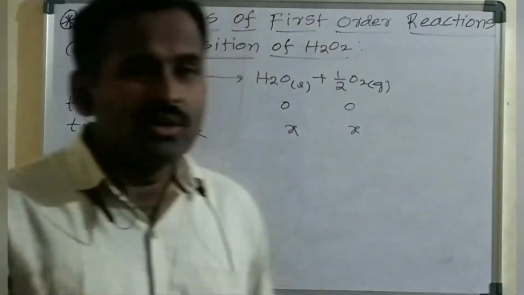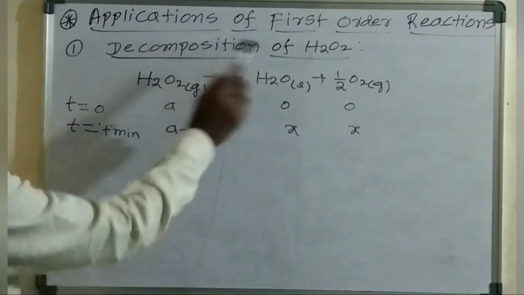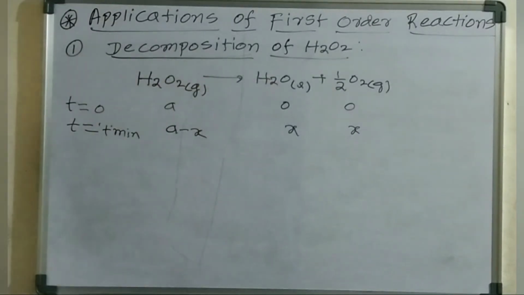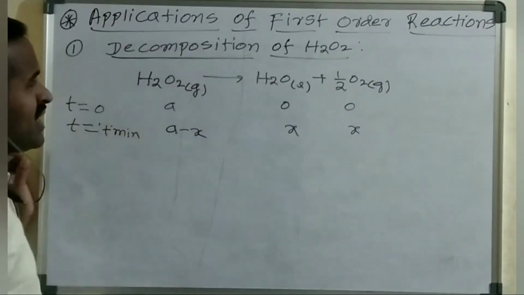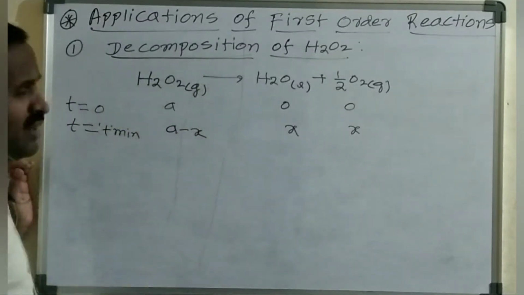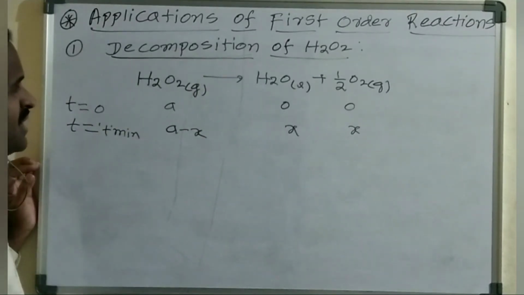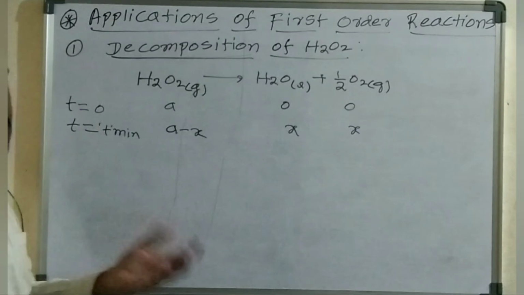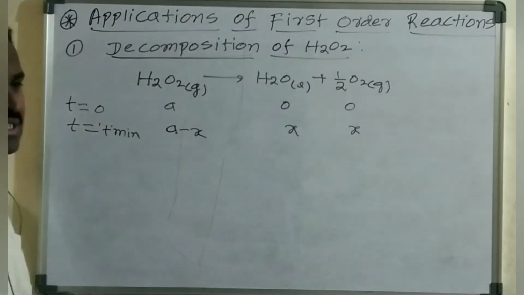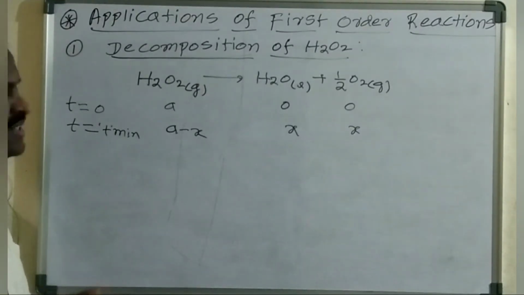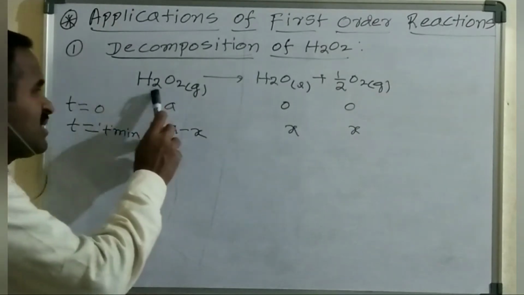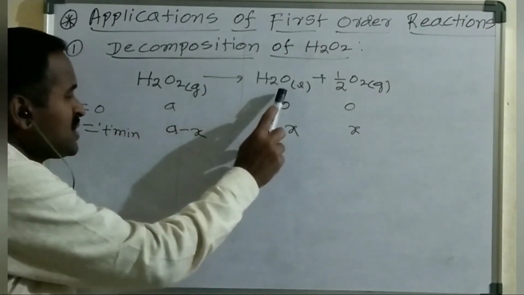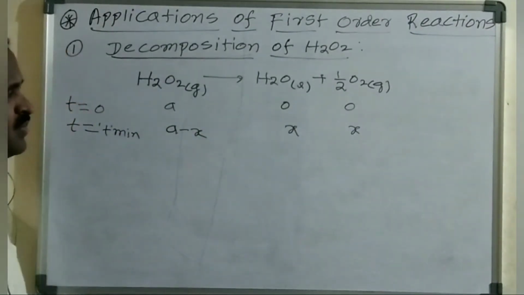In this video, I am going to discuss applications of first order reaction. The first application is decomposition of hydrogen peroxide. Generally, this decomposition of hydrogen peroxide comes under first order kinetics. It produces H2O and half mole of O2.